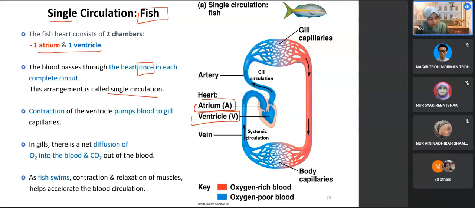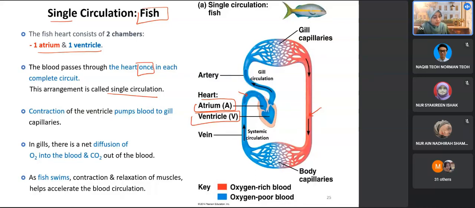Selalunya bila dalam gambar rajah yang berkala, salur darah yang berwarna biru carries oxygen-poor blood. Salur darah yang berwarna merah carries oxygen-rich blood. So you have to take note of that.